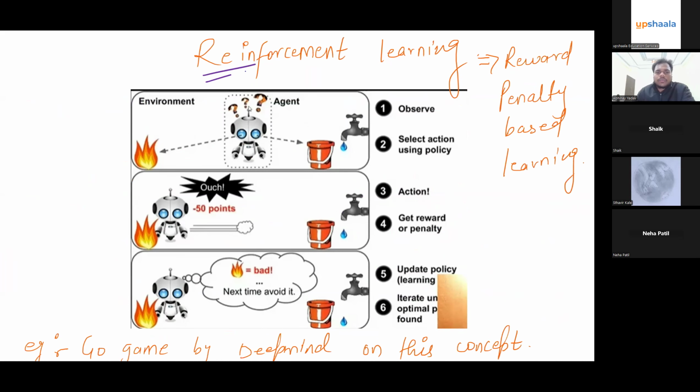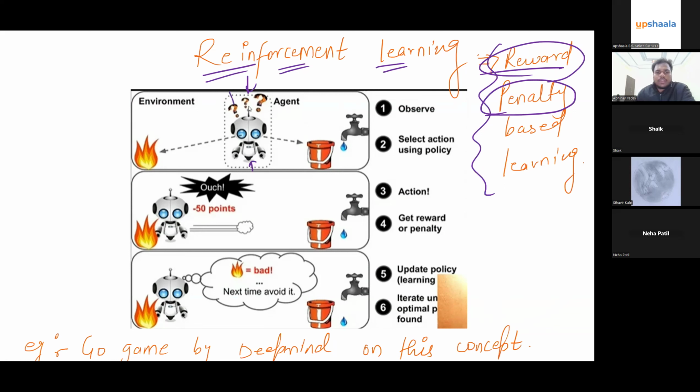The last one is your reinforcement learning. Reinforcement learning is basically based upon two parameters, the reward and the penalty. Okay, let's take a quick example. Suppose this is your agent or this is your robot. When it has nothing, it does not have any knowledge whether I need to go there, whether I need to go there.